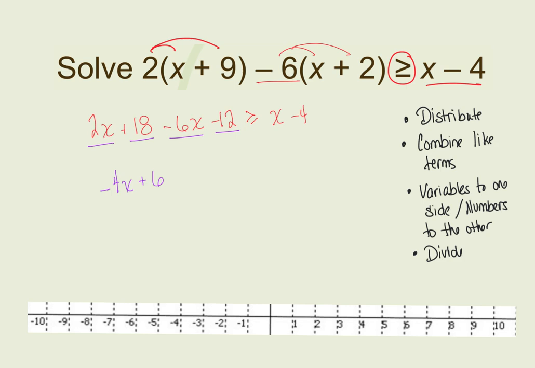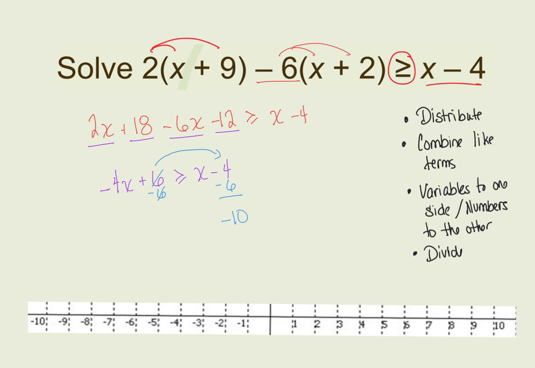Remember, we don't change signs when we are just combining like terms. We only change signs when we are moving it across. So in this case, we're going to move the numbers to one side. I am moving the 6 across, so I am going to change that sign, make it a negative. And so over here, I have negative 10.